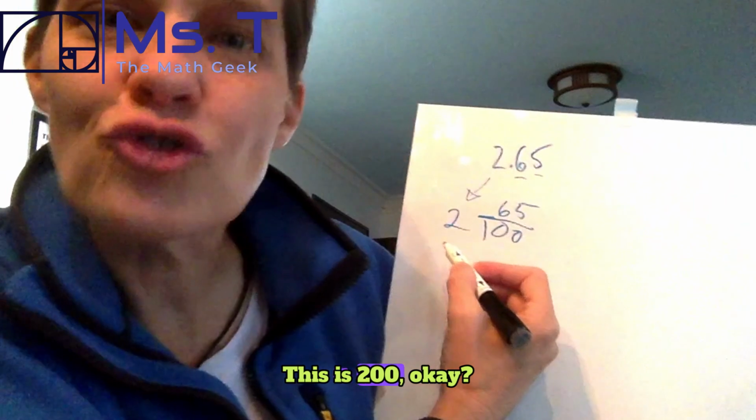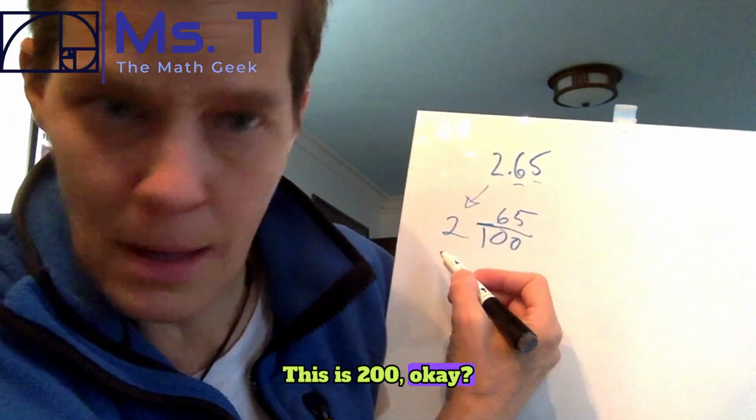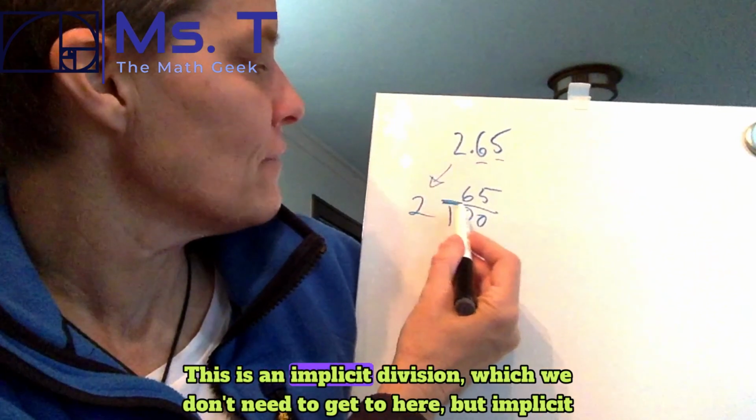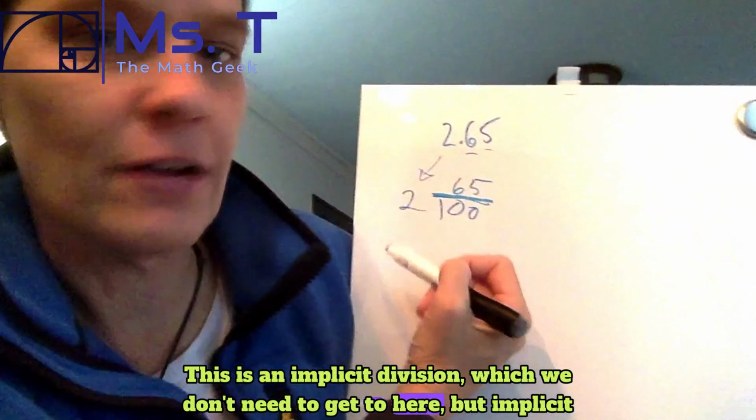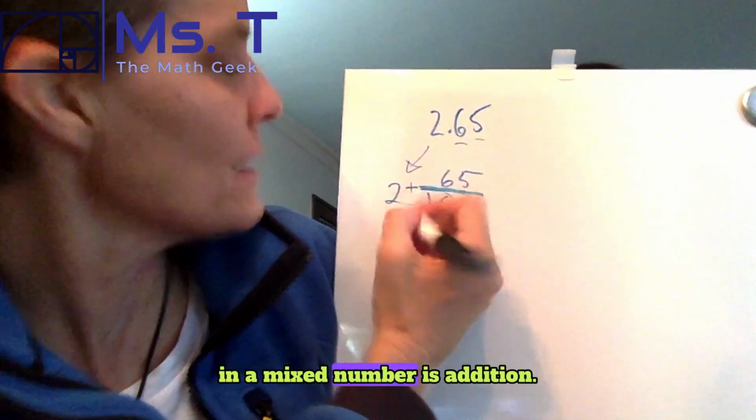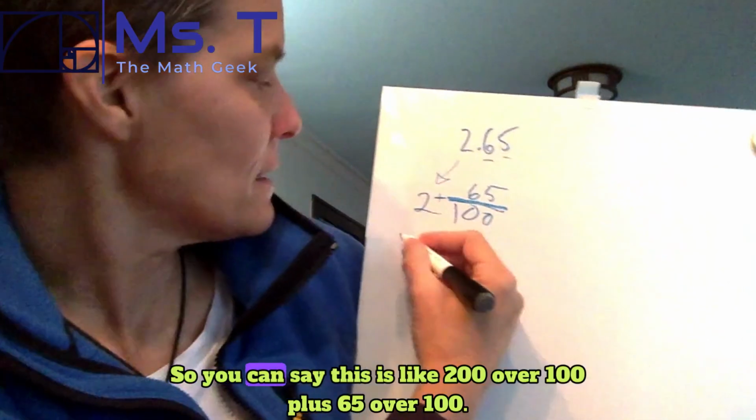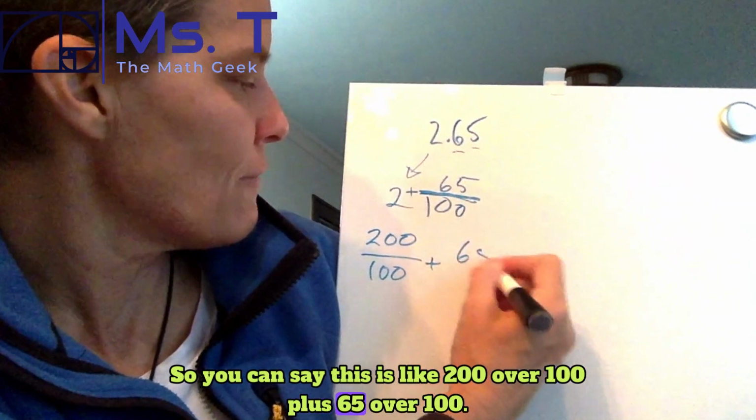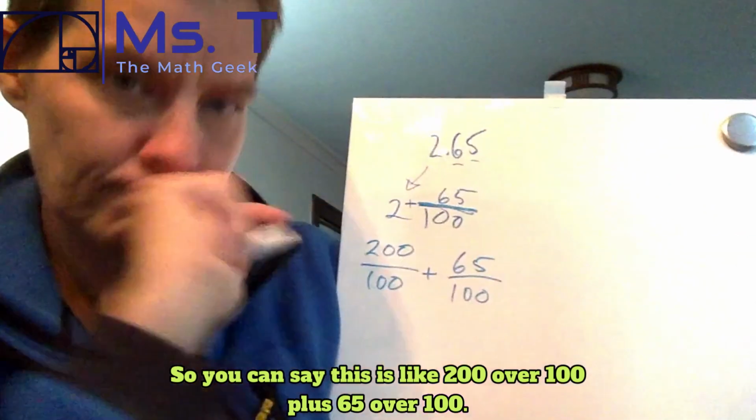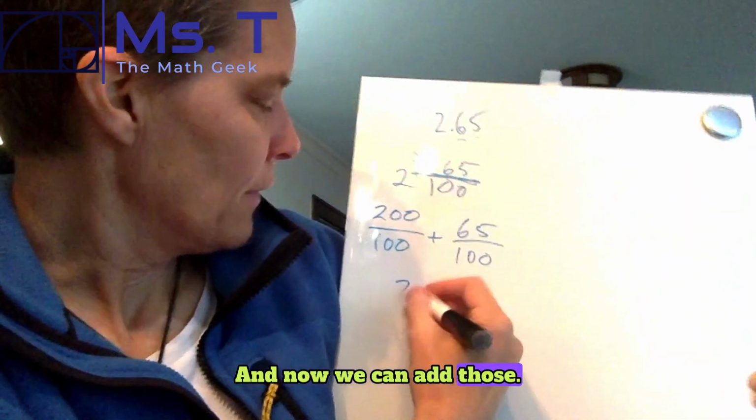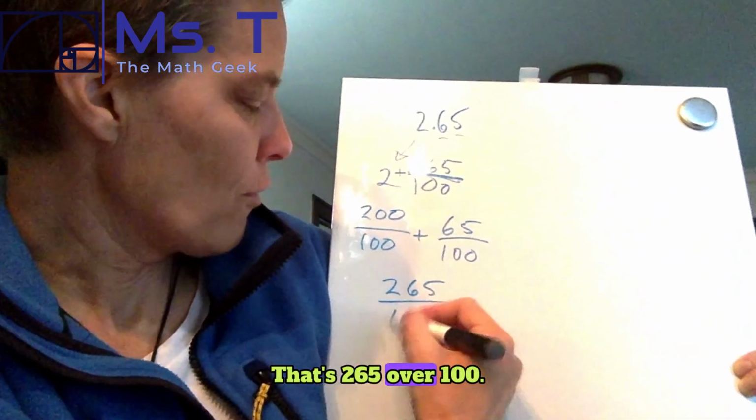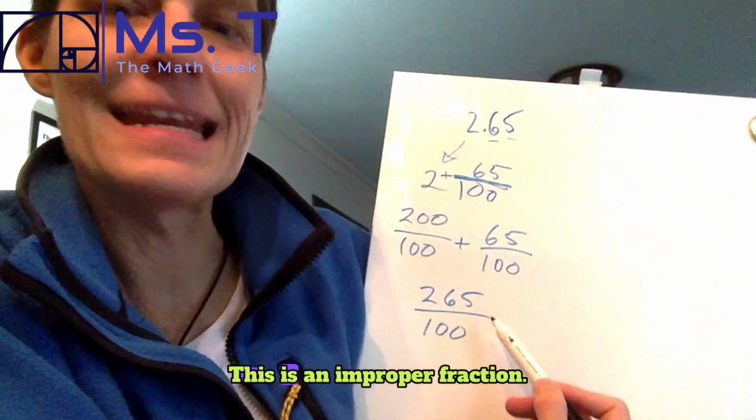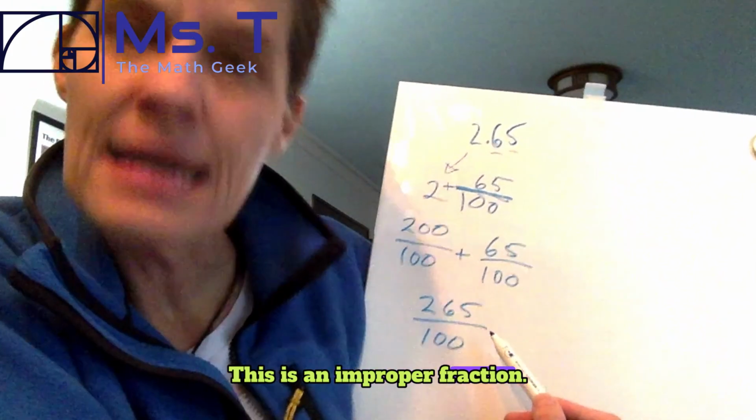This is 200. Okay? Because the fractional part is now in the hundreds. This is an implicit division, which we don't need to get to here. But implicit in a mixed number is addition. So you can say this is like 200 over 100 plus 65 over 100. Okay? And now we can add those. That's 265 over 100. This is a decimal. This is a mixed number. This is an improper fraction.